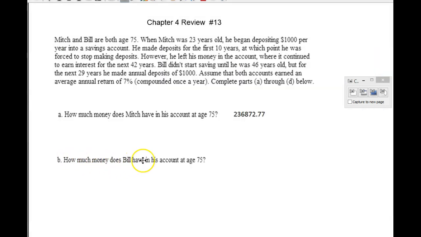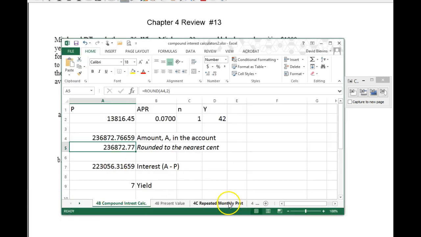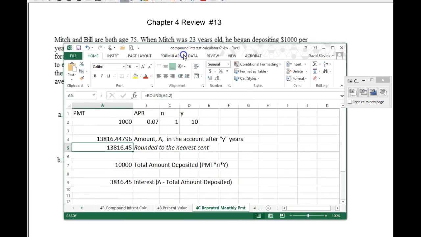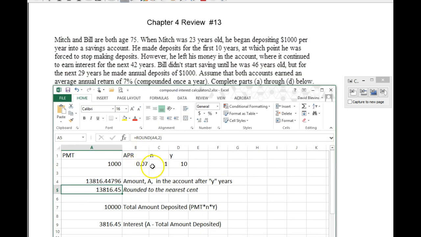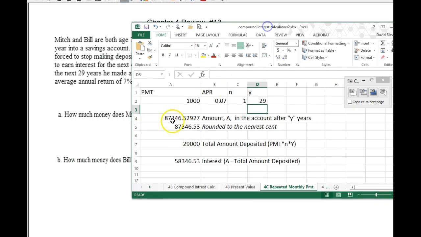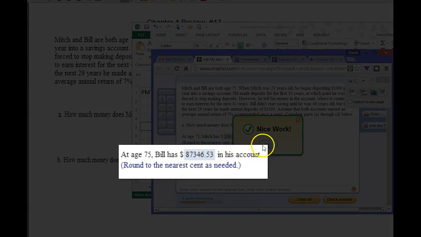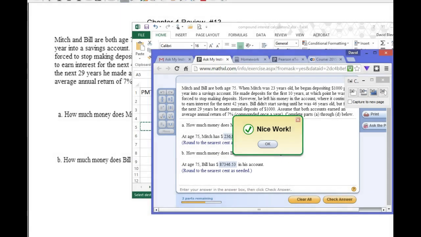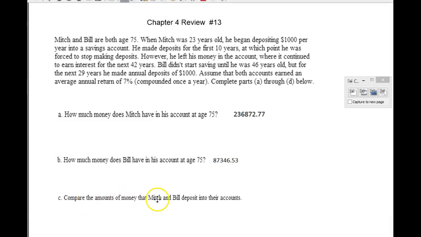Then part B wants to know how much money does Bill have at the end. So Bill starts when he's 46 years old, and then he's going to do the $1,000 for the next 29 years. So go back to not this one, but the repeated monthly payment. Now Bill's going to do the $1,000 in the same type of account, but for 29 years. So there's what Bill's grows to. And I put that answer in. You see that's correct.